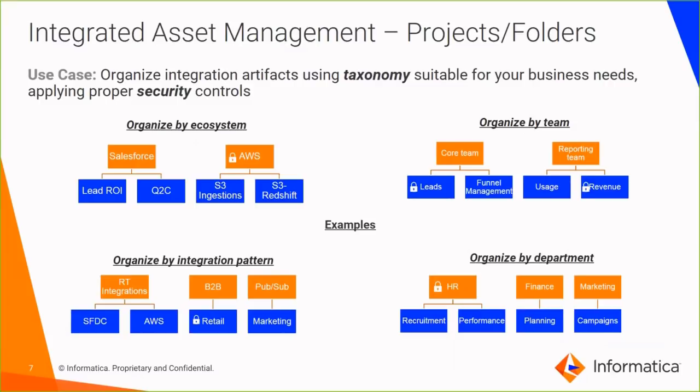So when it comes to taxonomy, you can organize your assets, as an example, by an ecosystem of your choice, or by team structure, or by the integration pattern, or based on your departmental needs. Right? So these are some examples. And from a security standpoint, you can grant access at a folder level, at a project level, or at an asset level as well. And we will talk about it a little bit more in the next slide.